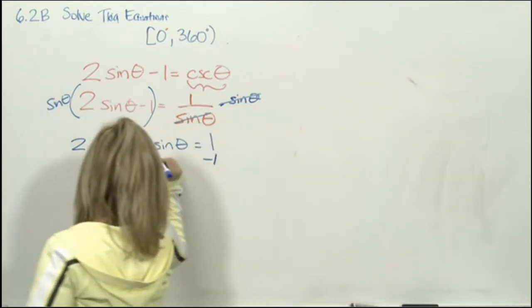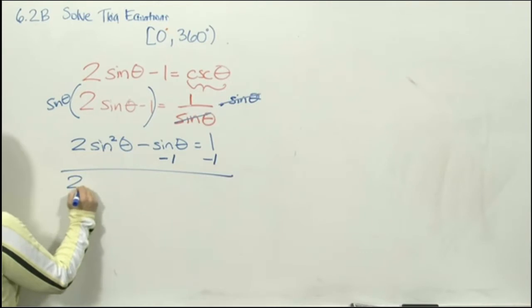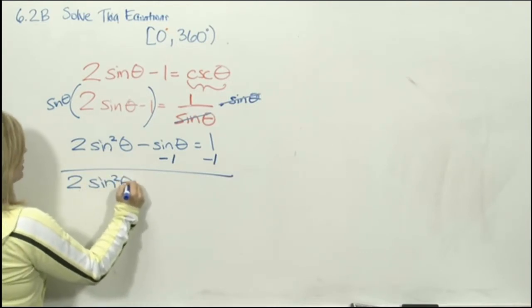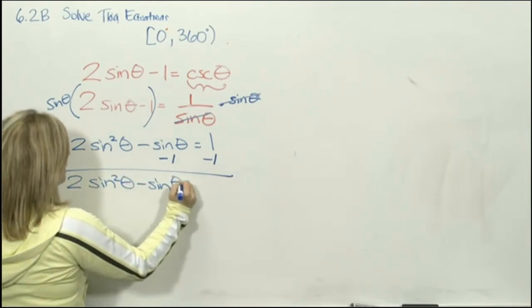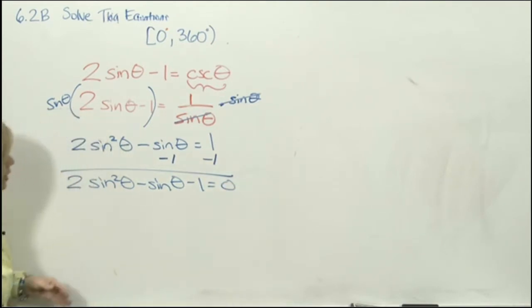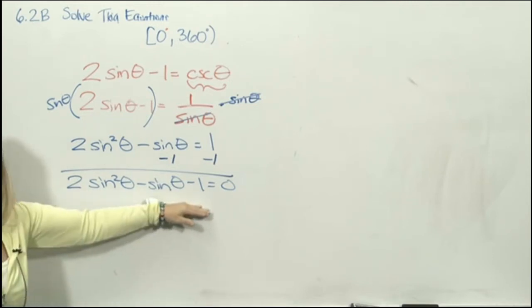So we set it equal to 0, we subtract 1. We get 2 sine squared theta minus sine theta minus 1 equals 0. Okay, these are all unlike terms. None of them are alike. We put them into correct descending order.